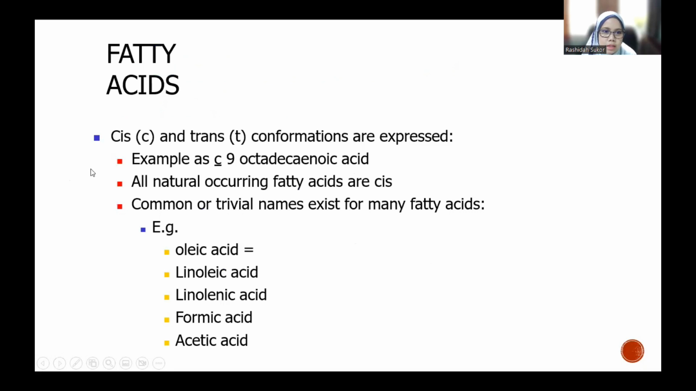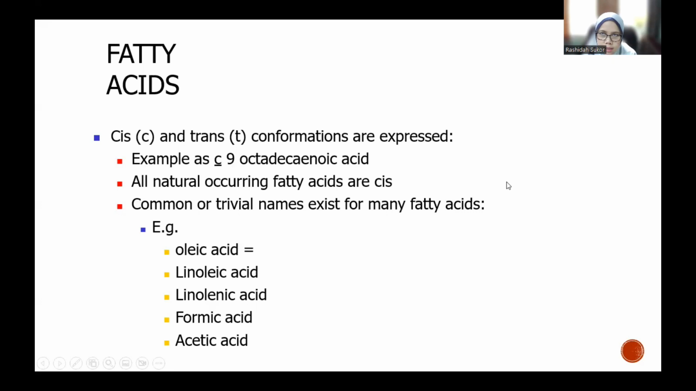Then cis and trans conformation. This concerns the location of the double bond, whether it is parallel or perpendicular. For example, C9 octadecanoic acid. All naturally occurring fatty acids are cis, so mostly they are cis.